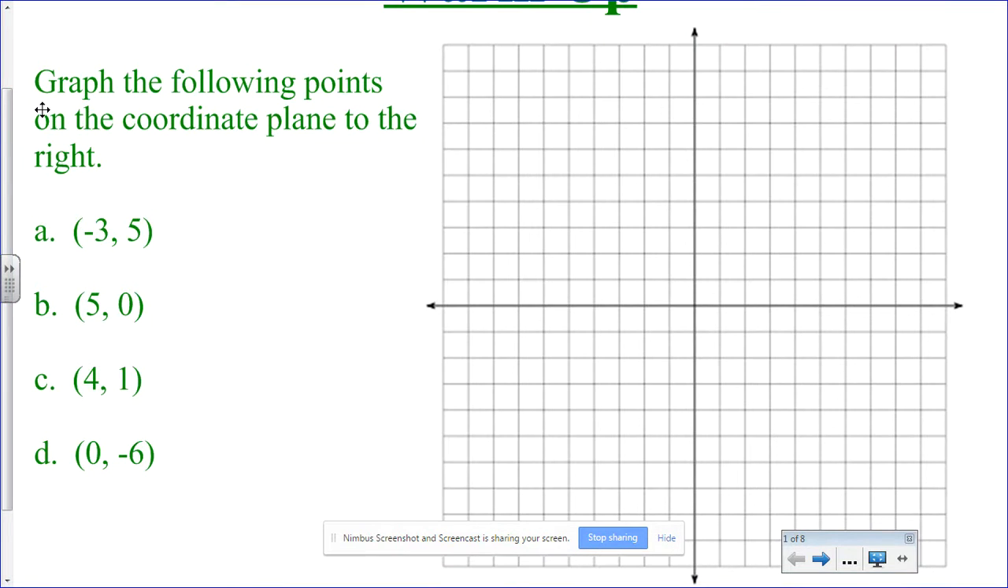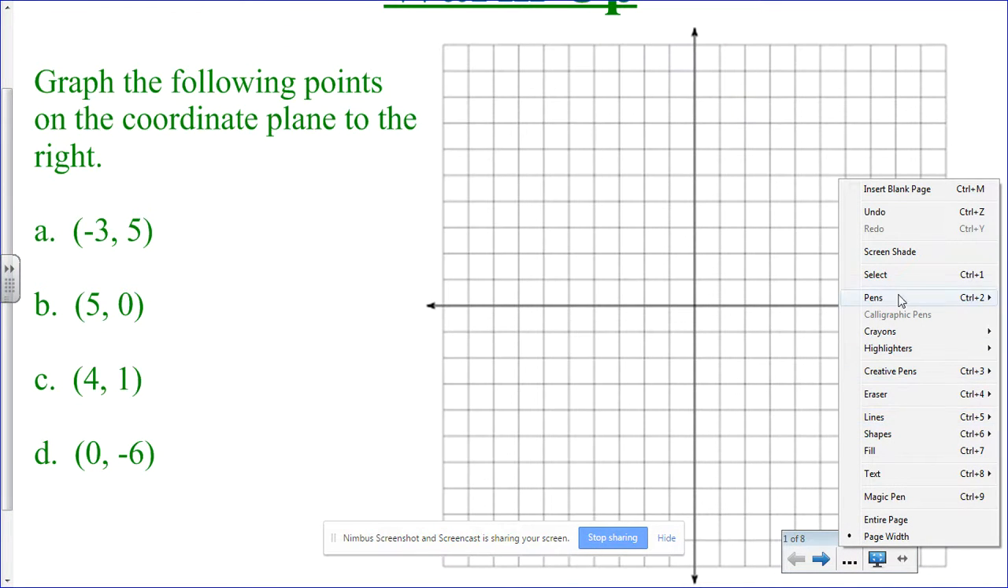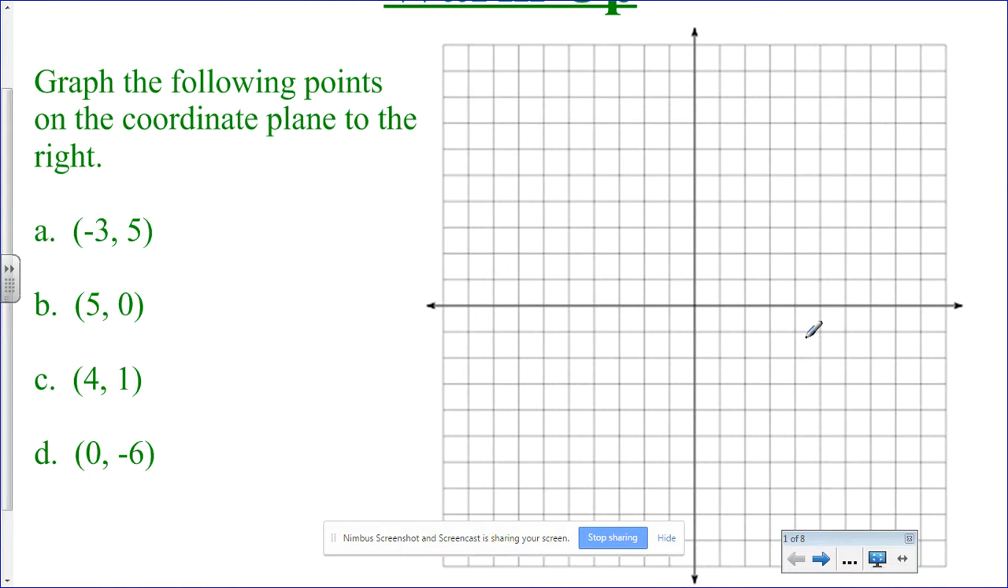If you remember from middle school, to graph these points, we need to go left or right for the first number and up or down for the second number. So for A, we are going to go left 3 and up 5. So this is the point -3, 5. I'm going to go ahead and label that with an A.